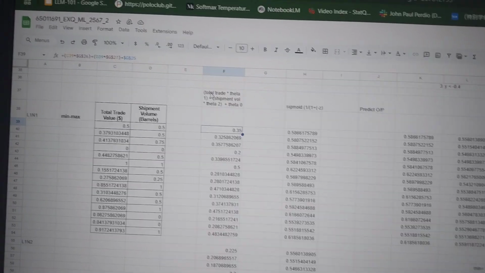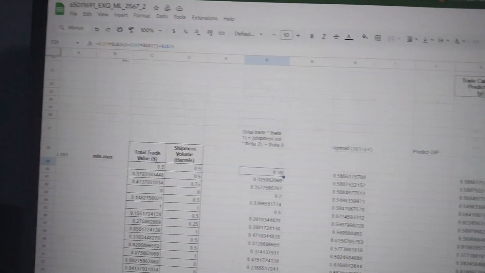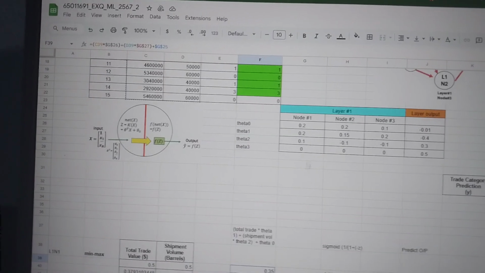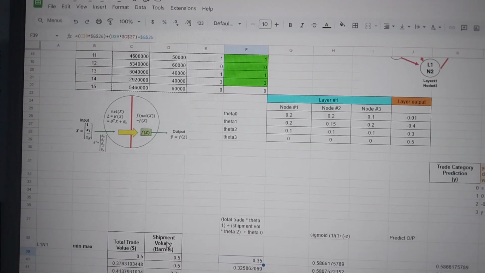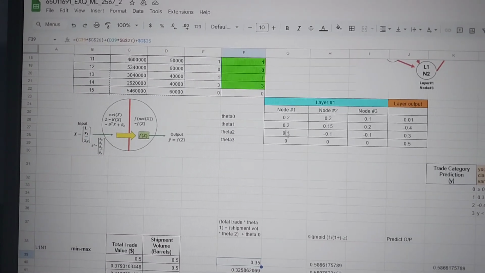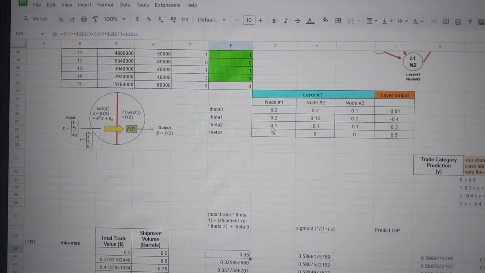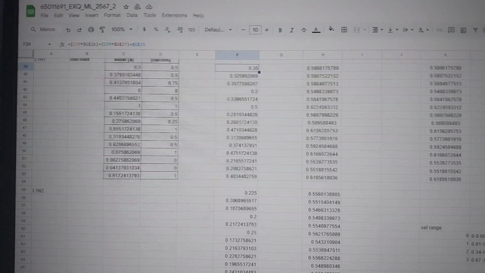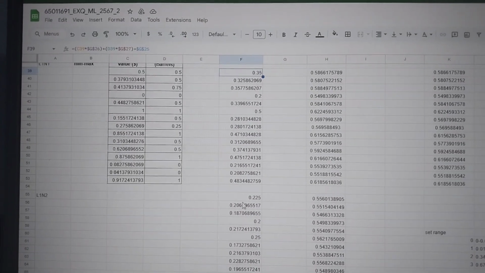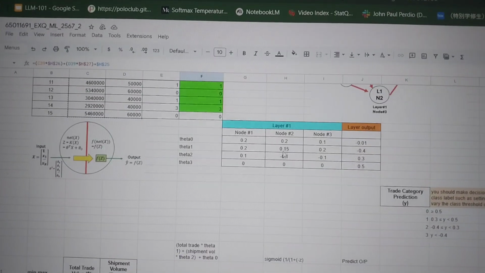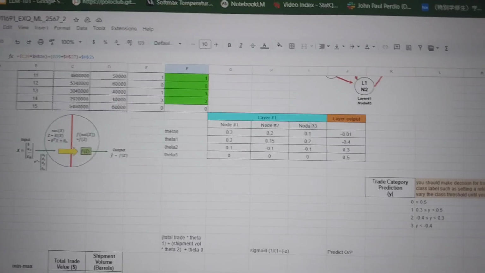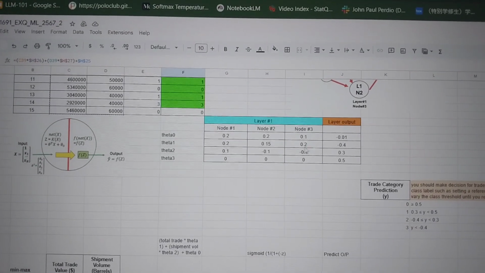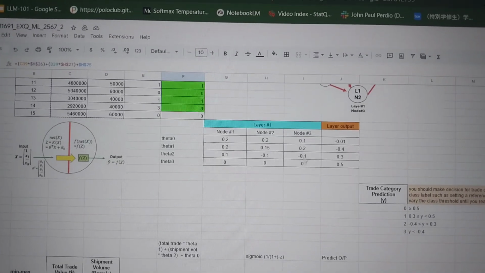Which is pretty much total trade for me, times theta 1, which is up here, plus shipment volume times theta 2 of node 1, and then plus theta 0. So we did that. For node 2, it's the same thing, but we use a different theta value here, which is for node 2. For node 3, it's the same thing. We use these theta values here for node 3.